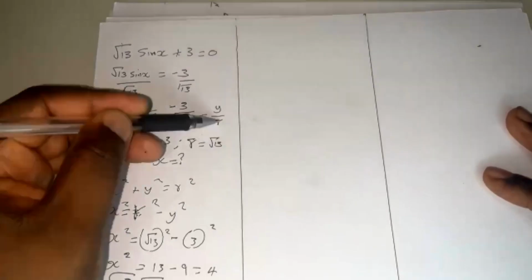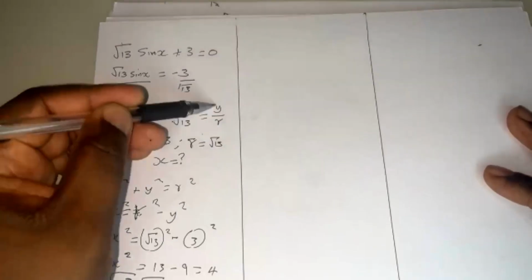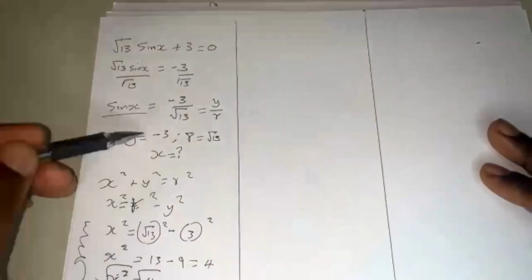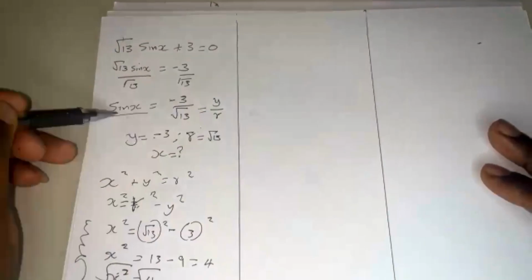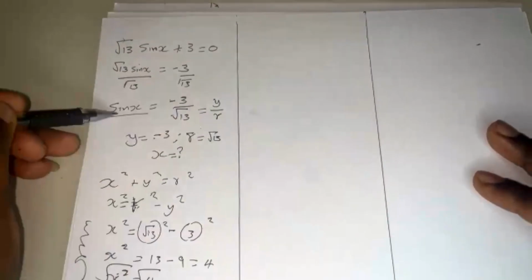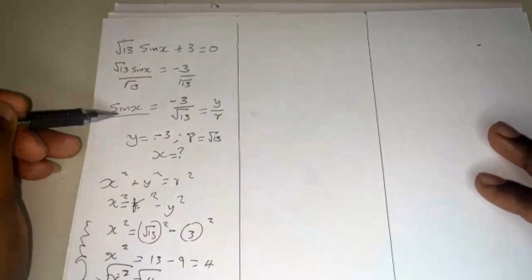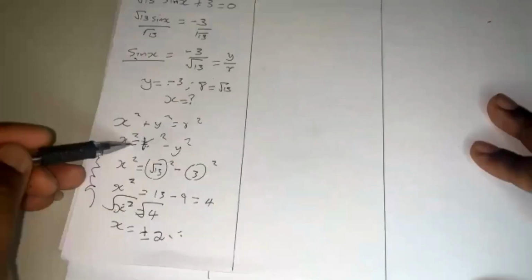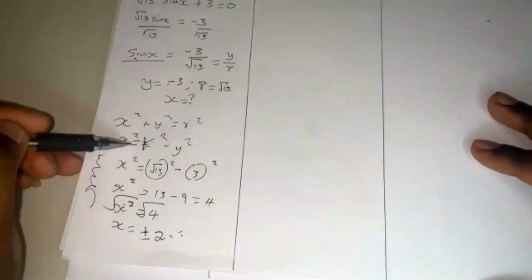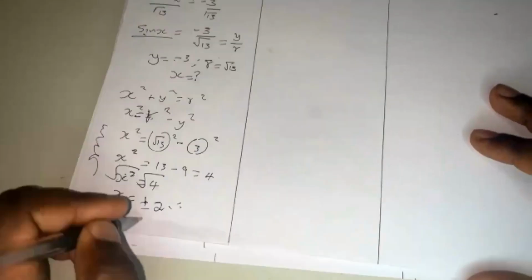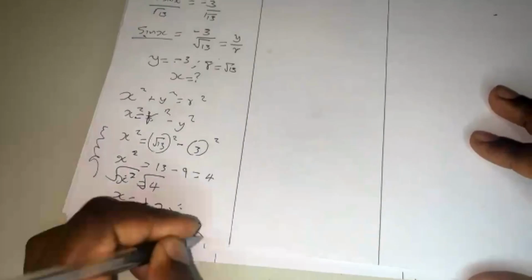R is a distance, so it cannot be negative, while this one is a coordinate, so it can be positive or negative. If y is negative, it means sine is negative, and sine is negative in quadrants 3 and 4. Cos is negative on the second and third quadrants. But since we figured out it's the third quadrant, the value of x is negative 2. You must show or state that.